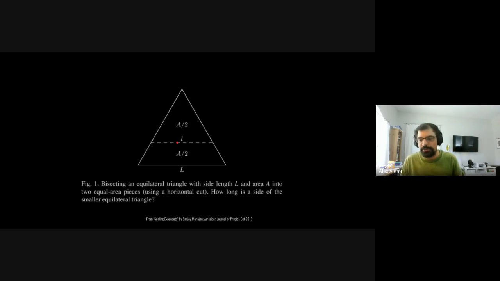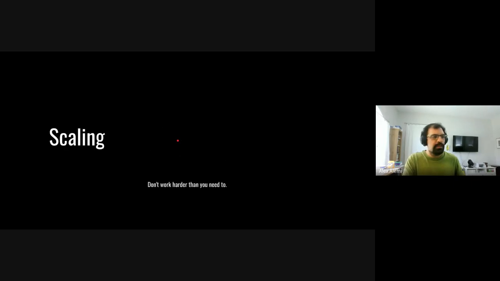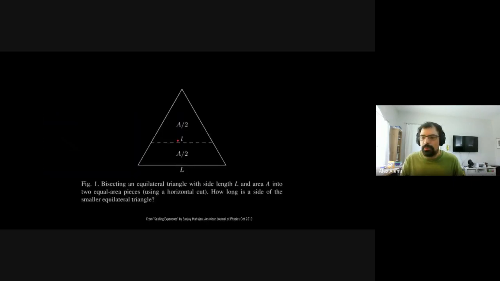And there's a much quicker way to solve this, which is just to rely on scaling. We know that area is proportional to a length squared. Area is a squared length. And so given that proportionality, we don't have to do any work. We know that if area goes like length squared, then in order to halve the area, the length has to go down by a factor of square root 2. And you're done. That's it.